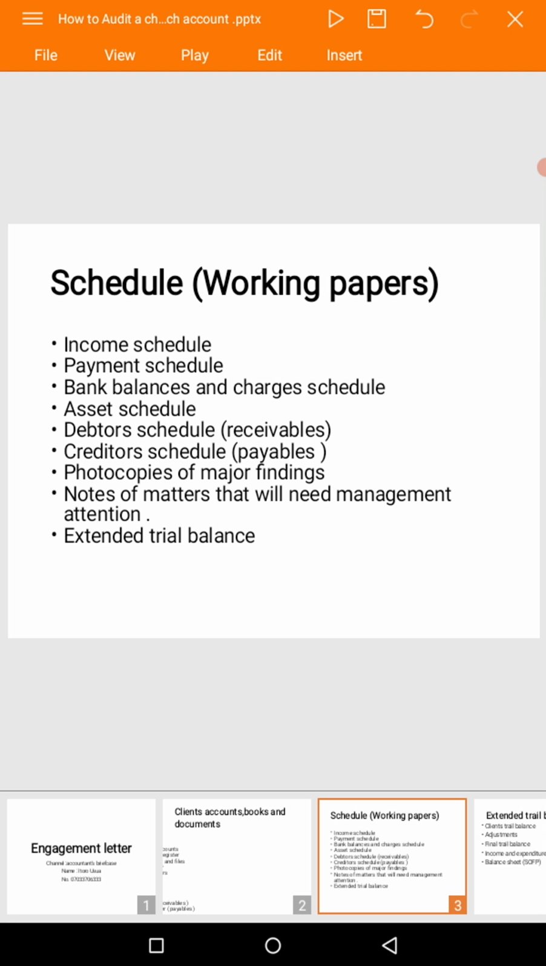That's why audit fee is always treated as an accrued expense. So I put it under creditors schedule. Another thing is photocopies of major findings. You can have major issues, major discrepancies, major issues that you need to point out to management. So for you to have stronger evidence, you make photocopies of it so that you can put it in your file. That's the essence of making photocopies of major findings, major issues, major problems.